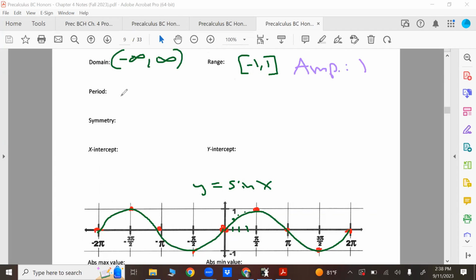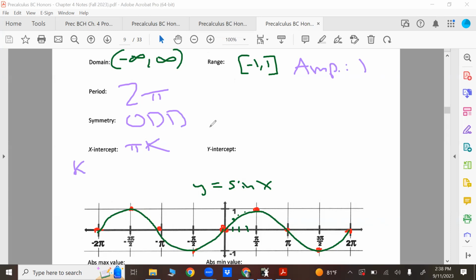Period. How long is one cycle, guys? Two pi. The symmetry is even or odd? It's odd, because if you rotate 180 degrees, you get back to the same thing, or sine of negative 30 is negative sine 30. The x-intercepts, generally speaking, are basically pi k.